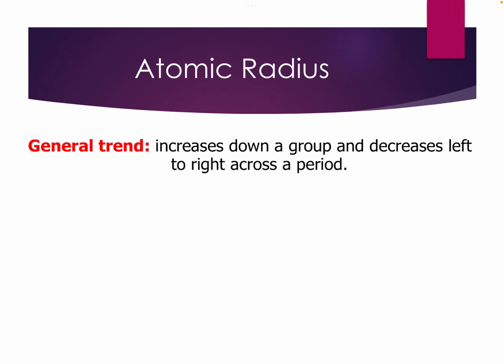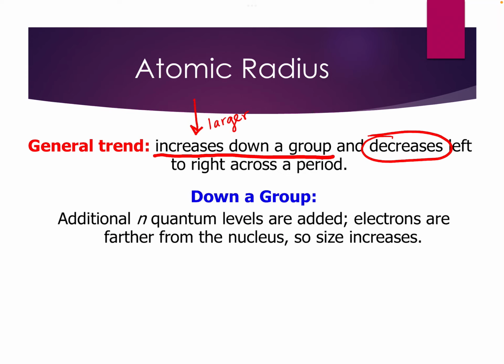Okay, so our general trend. Our atomic radius increases going down a group. So as we go down, it's getting bigger, right? It's getting larger as we go down a group. But it decreases from left to right across a period.